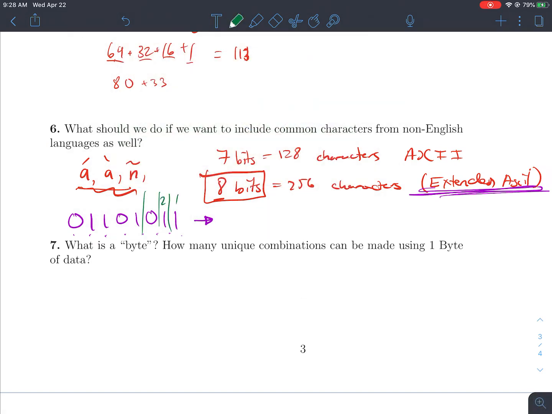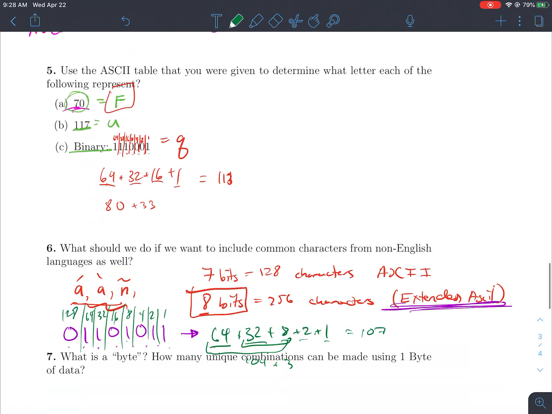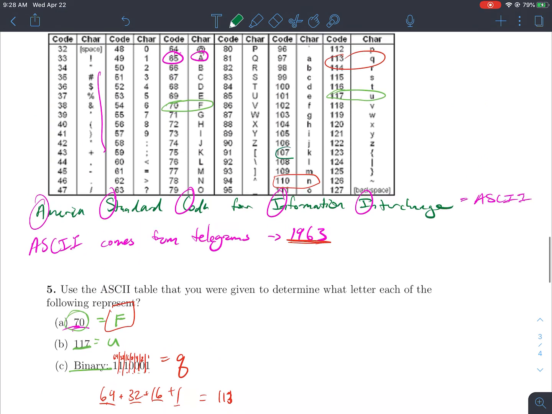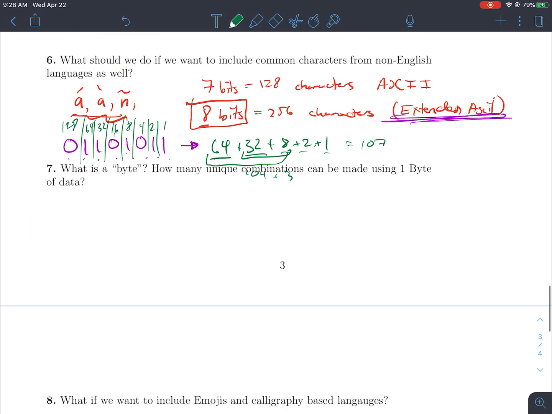So we get our place values: 1's place, 2's place, 4's place, 8's place, 16's, 32's, 64's, 128's. So we have 0 128's, we've got a 64, we've got a 32, we've got an 8, we've got a 2, and we've got a 1. So we have 64, 32, 8, 2, and 1. These two make 40. This makes 40 plus 64 is 104, plus 3 is 107. All right, so 107, this would be the letter K.